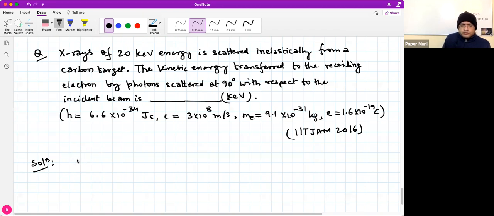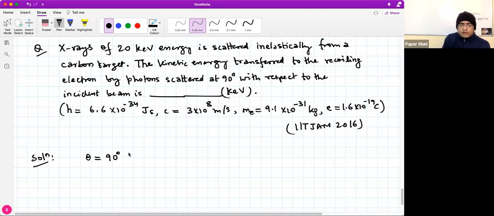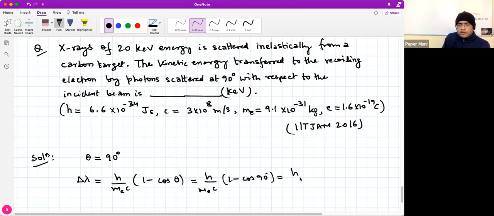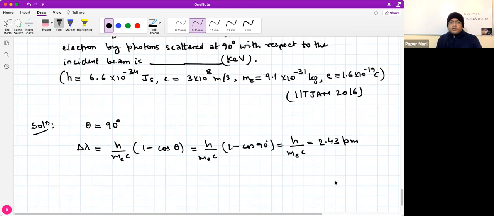So at 90 degrees, what will happen here? Now we are using our notation: theta is the scattering angle of the photon. In this question there is no mention of theta or phi, so we are using our own notation. Theta is equal to 90 degrees. So the Compton shift, delta lambda, will be h by m_e c times (1 minus cos theta), which gives h by m_e c times (1 minus cos 90), and the answer is h by m_e c. This is equal to the Compton wavelength of the electron. So this is what we get as the shift.